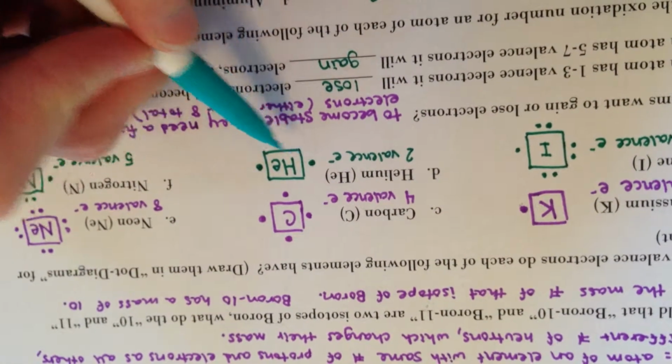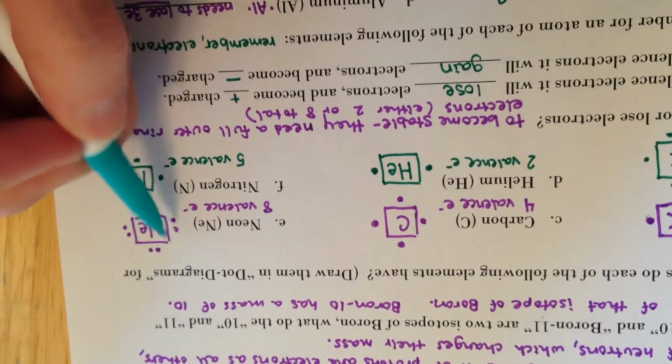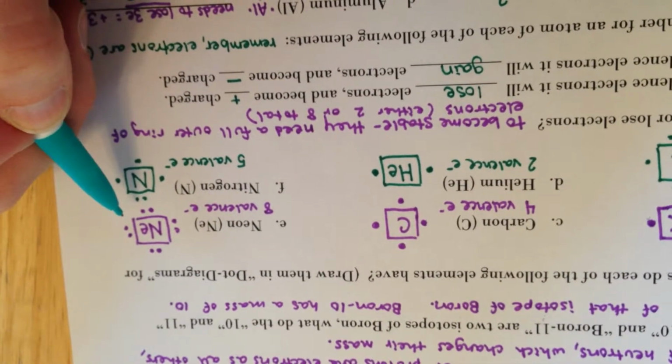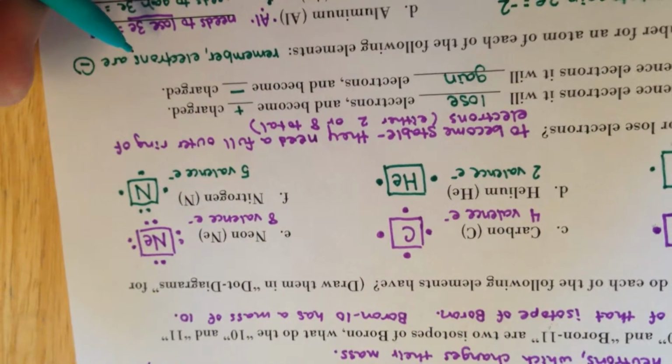Helium has 2. Neon has 8. It is completely satisfied. It is in the noble gas family, so it doesn't like to bond with anything. And then nitrogen has 5. 1, 2, 3, 4, 5 valence electrons.